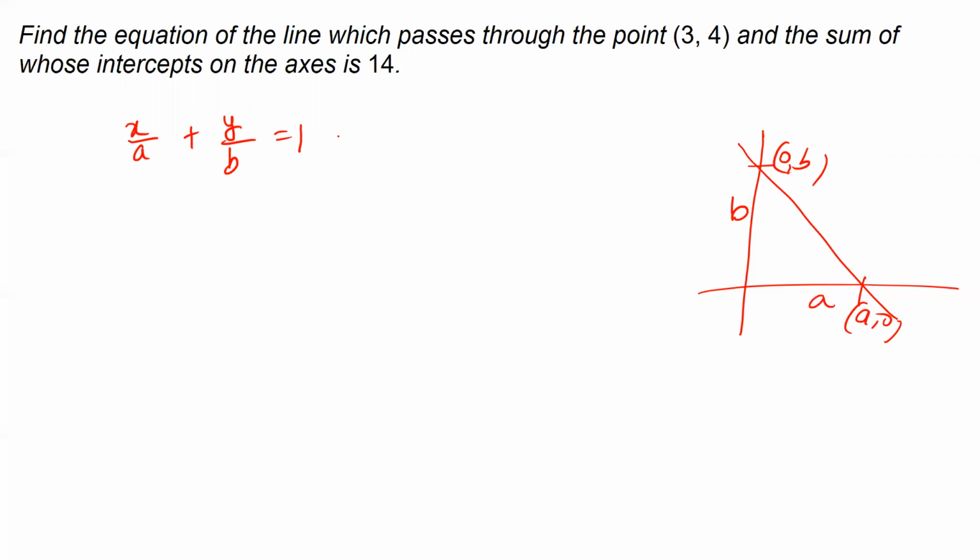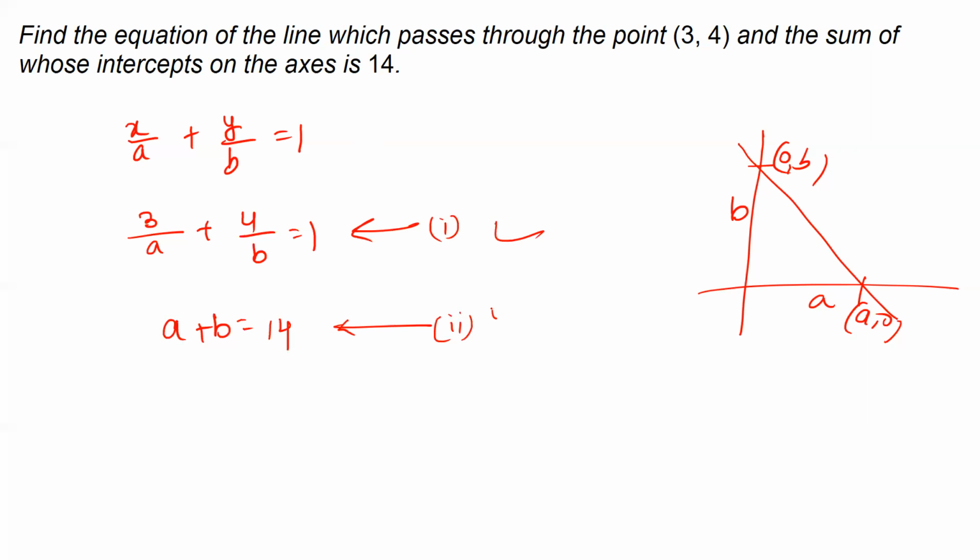So now we have to find the values of a and b to get the required equation. And we have some information. First, the line passes through (3, 4), so this equation should satisfy this point. That means we can put 3 in place of x and 4 in place of y, and it will satisfy the equation. Another thing is that the sum of the intercepts, a and b, is 14. So you see, we have got two equations. This is equation number 1 and this is equation number 2.